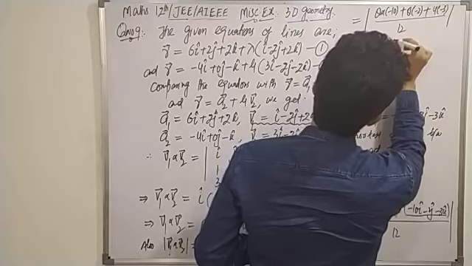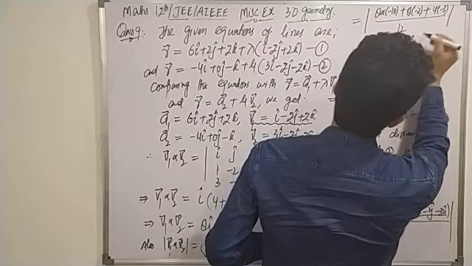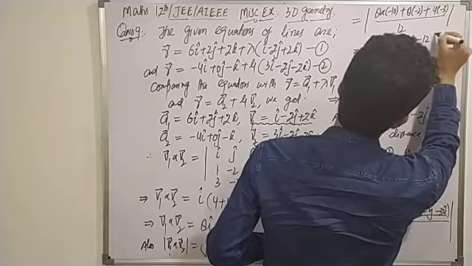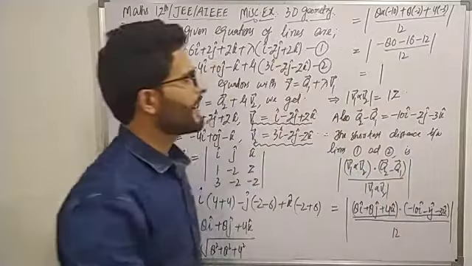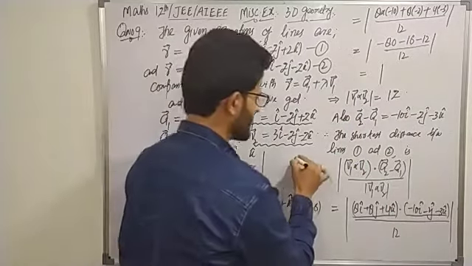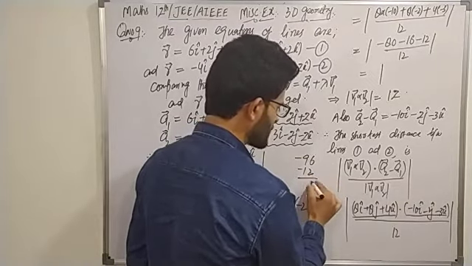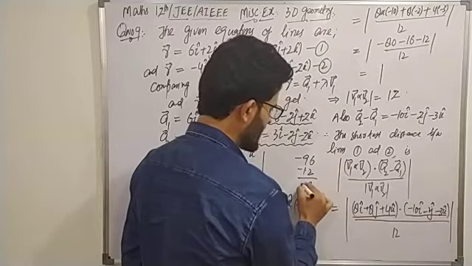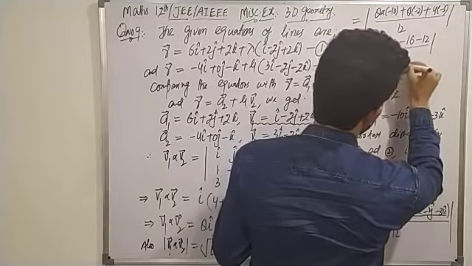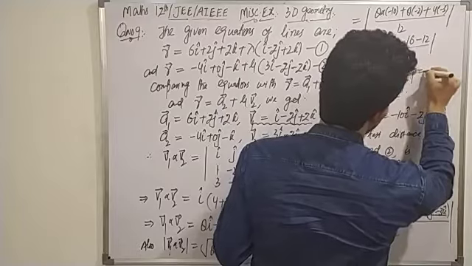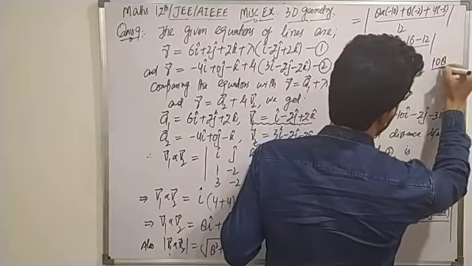8 into minus 10, that's minus 80, 8 into minus 2, and that is minus 16, 4 into minus 3, and that's minus 12, divided by 12. So that will come out to be mod of minus 80 minus 16 is minus 96, and minus 96 minus 12 is 108. So minus 108 divided by 12. Mod of minus 108 is obviously equal to 108. So 108 divided by 12.